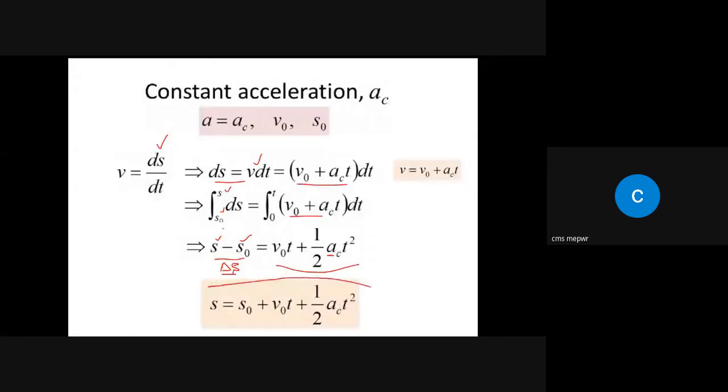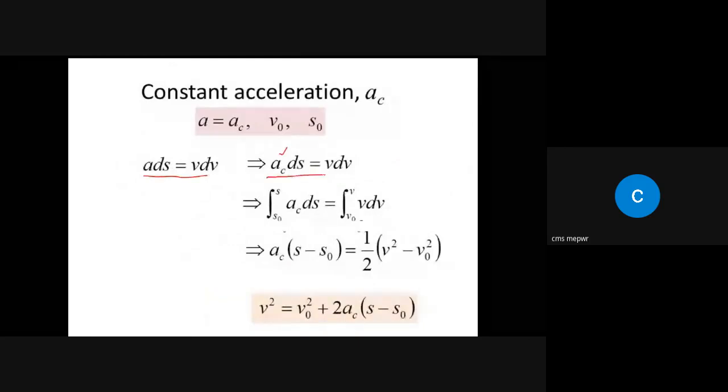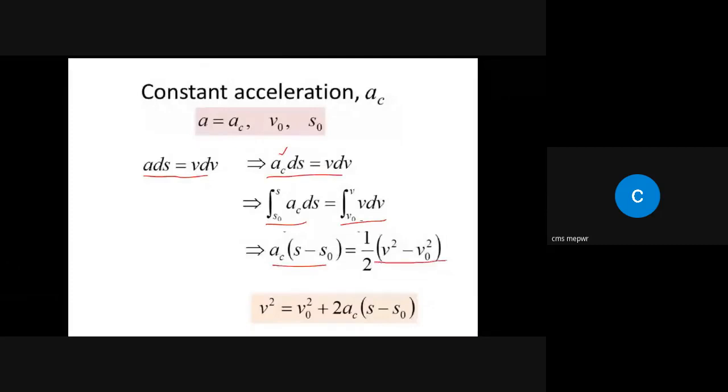Now let's use the third kinematic equation, which is a ds is equal to v dv. Put a equal to the constant acceleration and keep the rest as it is. Put the integrals: a times the integral gives S minus S naught, and the other side becomes half v squared. Put in the limits, and we get v squared minus v naught squared is equal to 2a, times delta S, if you remember.